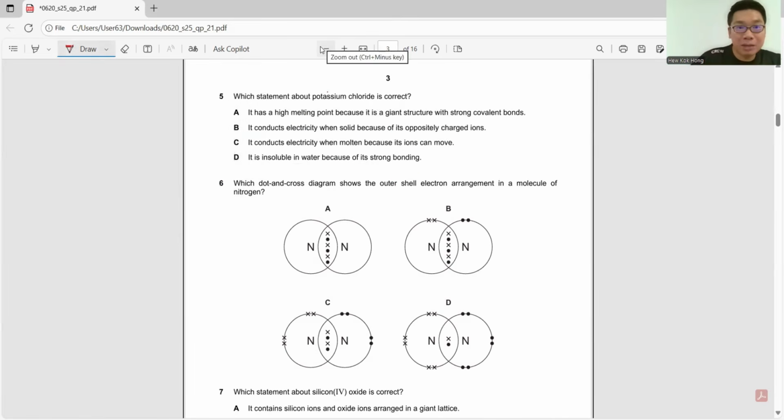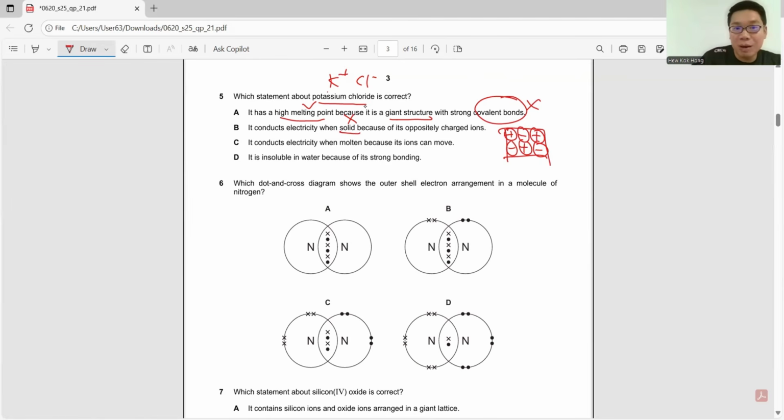Question number 5. Which statement about potassium chloride is correct? So obviously it is an ionic bond. It says it has a high melting point, correct, because it's a giant structure, with strong covalent bond is wrong, it's ionic bond. B. It conducts electricity when solid. No. When it's solid, all ions are in fixed positions and they do not have freely moving electrons. That's why they cannot conduct electricity when solid.